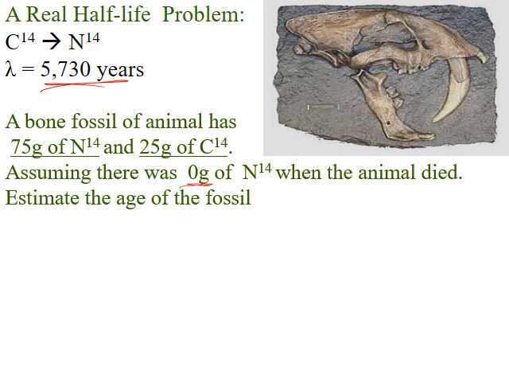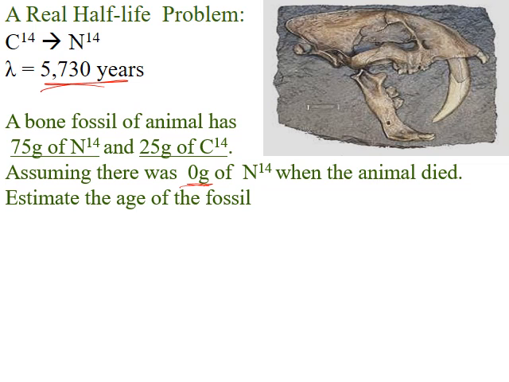Now, carbon-14 is a naturally occurring isotope of carbon, and it exists in all animals, including plants. This is how we know the age of plants and dinosaur bones. So carbon-14 is a real radioactive isotope, and it does really decay to nitrogen-14. So to estimate the age of the fossil, we have to take this problem and we have to work backwards.